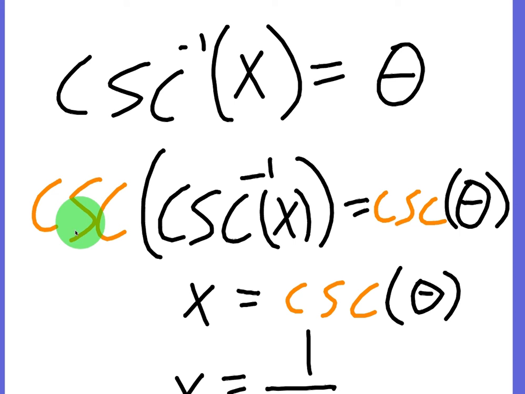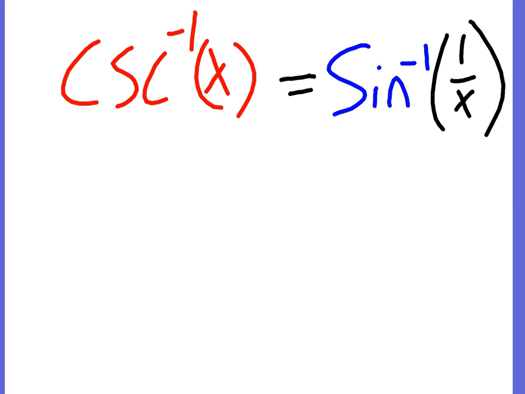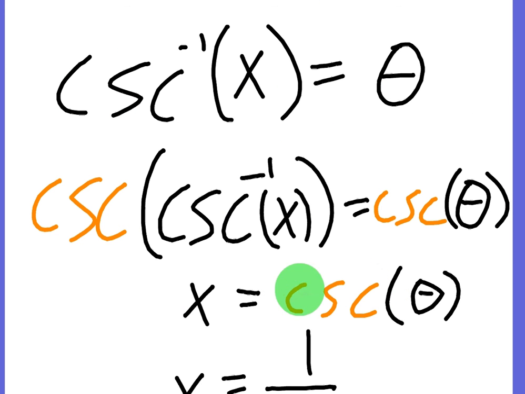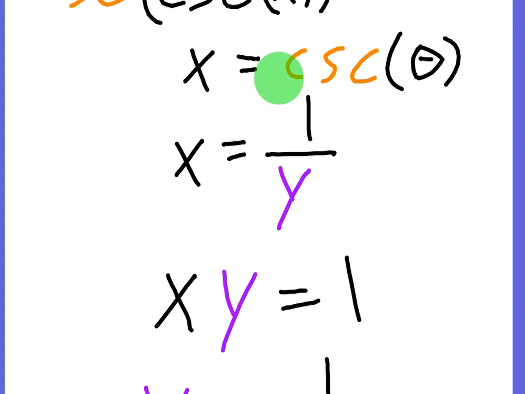We learned before in trig that if you take the original function of the inverse, they cancel, and vice versa. Inverse of the original cancels. So we want to take the original cosecant function of both sides, and we'll cancel the inverse out. On the left, we'll just be left with x equals cosecant of theta. So where do we go from there?